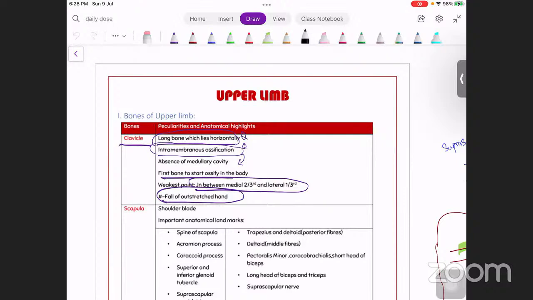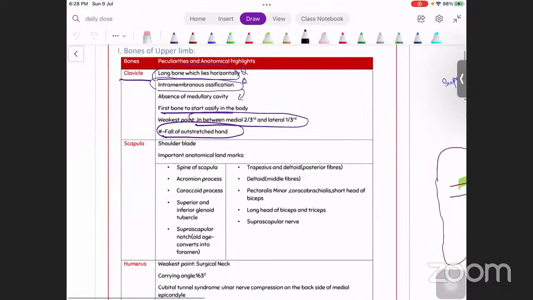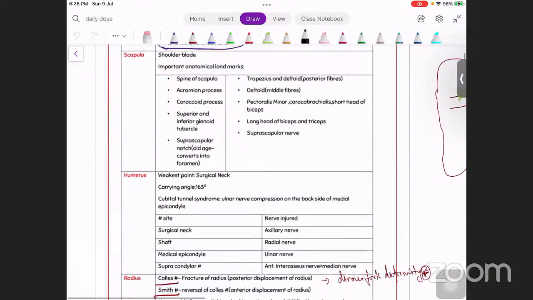Apart from that, we have the scapula. The acromion process of the scapula gives attachment to the deltoid fibers, while the coracoid process gives attachment to the pectoralis minor, coracobrachialis, and the short head of biceps.